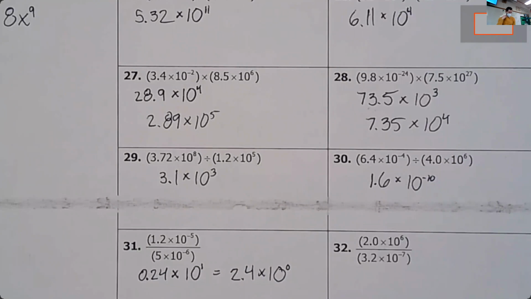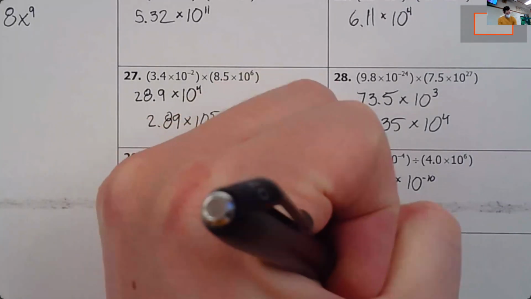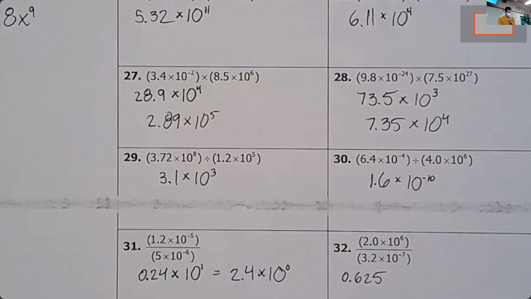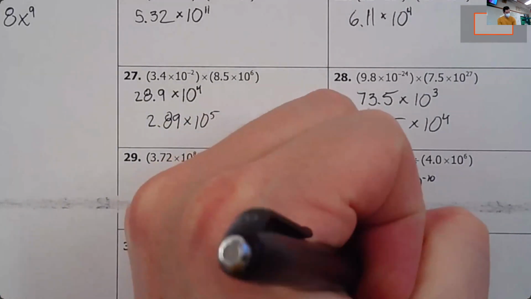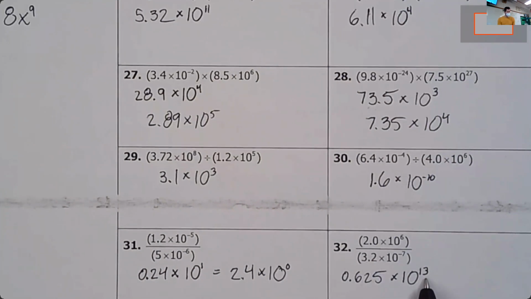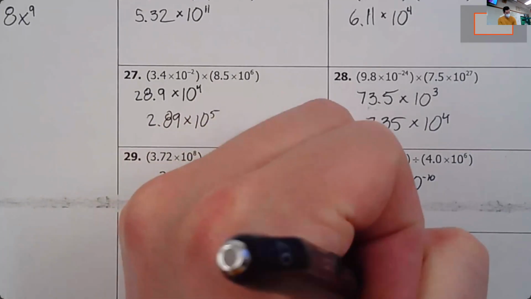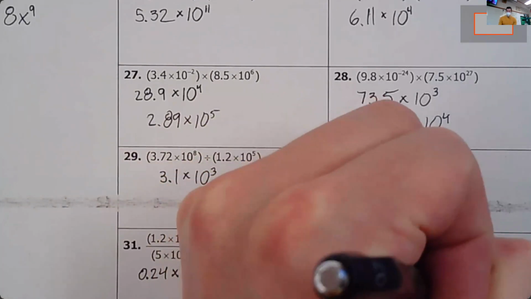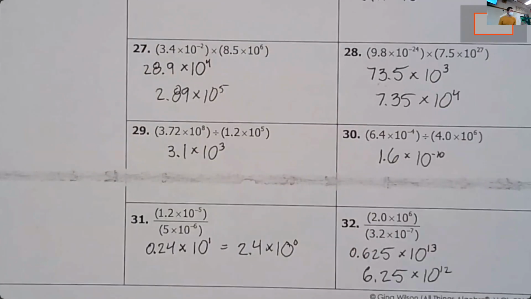All right, let's see. Last one, 2 divided by 3.2 is 0.625. And 6 minus -7 is actually 6 plus 7, which is 13. So it'd be times 10 to the 13th power. And we need to move our decimal in between the 6 and the 2. So that's to the right, and we're moving it once. So we are subtracting 1 from the exponent. So that would be 6.25 times 10 to the 12th power. And that's it.